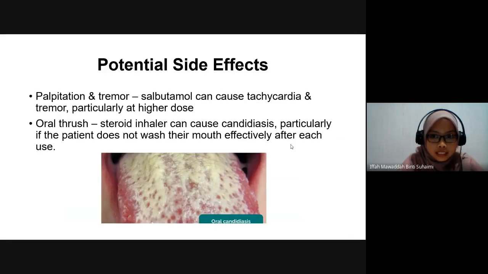Okay, and the last one is potential side effects. The side effects come from the medicine, such as palpitation and tremor, because salbutamol can cause tachycardia and tremor, particularly at high dose. And also oral thrush, because steroid inhalers can cause candidiasis, particularly if the patient does not wash their mouth effectively after each use. That's all from me.